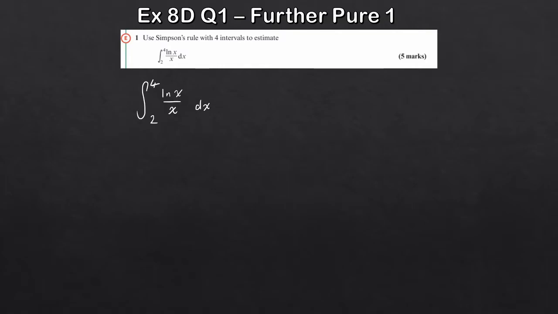Now, Simpson's rule, you need to know the formula, so this isn't given in your exam. You need to know how to either derive it or just memorize it. I'd recommend just memorizing it. It's not particularly tricky at all. But the first thing you've got to do for Simpson's rule is work out your h. Now, h is the upper limit minus the lower limit, so 4 minus 2, and then you divide that by how many intervals we need. We're doing it with 4 intervals for this question, so we divide by 4. So 4 minus 2 is 2, divided by 4, which simplifies to 1 over 2, or 0.5. So that's our h.